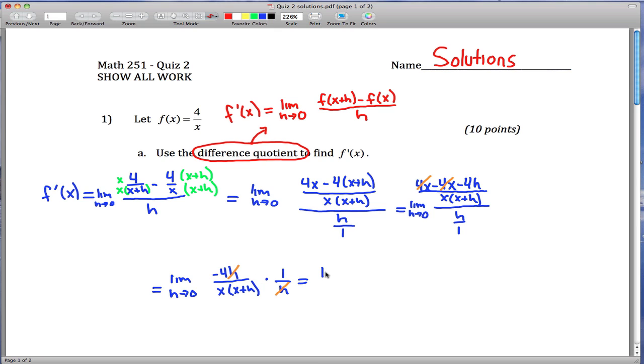So if we multiply this through, we get the limit as h approaches 0 of negative 4 divided by x times x plus h. This is a limit we can evaluate directly by plugging in 0 for h. And what we'll be left with is negative 4 over x times x plus 0, which is just x times x, which is x squared, which is our answer. Moving on to part B.